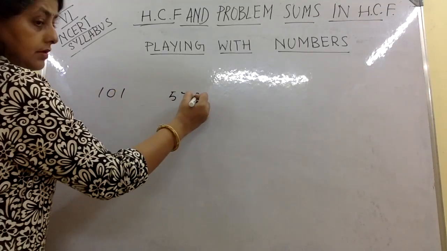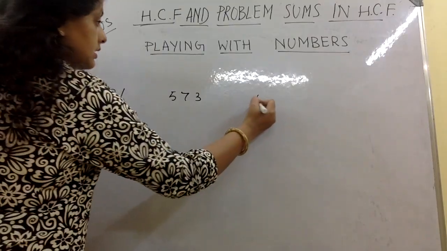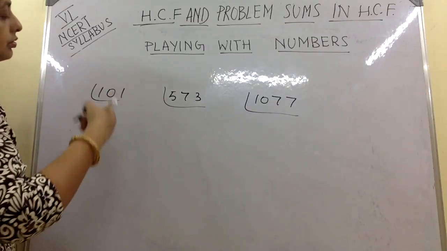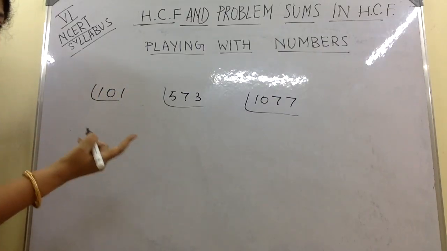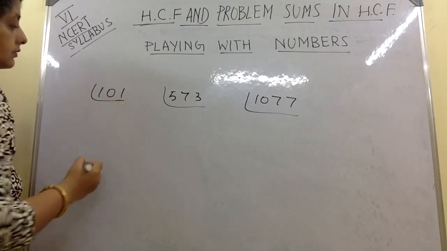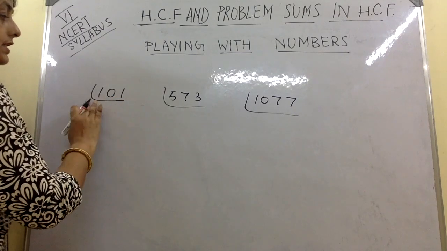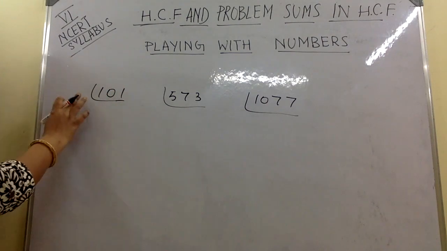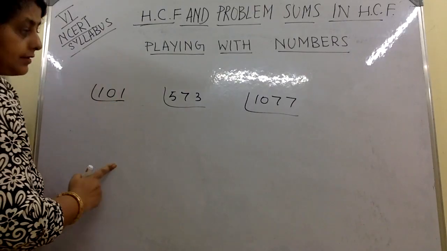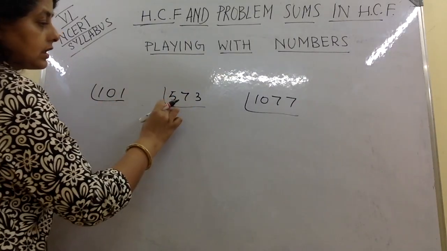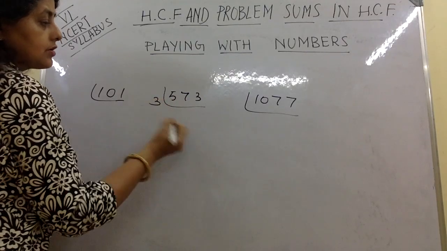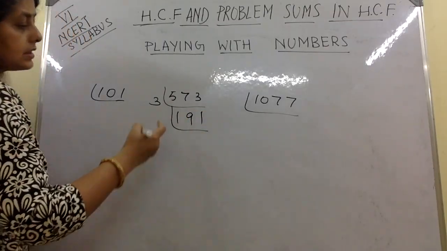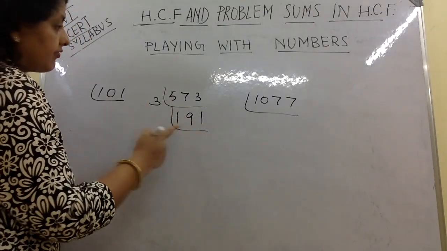Okay, 101, 573, and then we have 1077. So here this does not go by 2, 3, no, it doesn't go by anything. Okay, so 4, 5, 6, 9, no, 11, no. Okay, so 101 is a prime number, we can't get any factors. Okay, 573, this is 12, 13, 14, 15. This is going to go by 3, 1. This is 19, yeah, and 1. So this is a prime number. I can't find any factors of this.